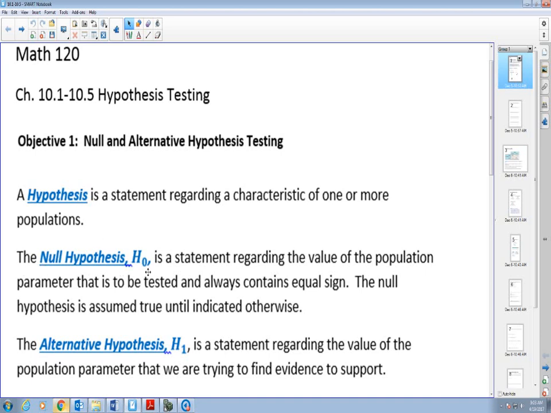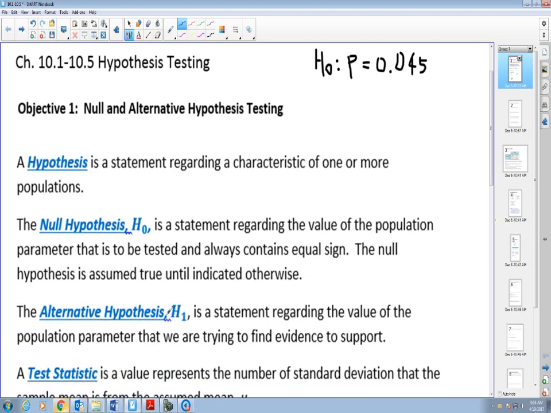The null hypothesis, denoted H null, is a statement regarding the value of a population parameter, like the population unemployment rate is 4.5%, that is to be tested. It always contains the equal sign. What the government is saying is that the unemployment rate is 4.5%, so that is the null hypothesis: the population proportion P is 0.045. The null hypothesis is assumed to be true until indicated otherwise. So this is the number we're trying to test.